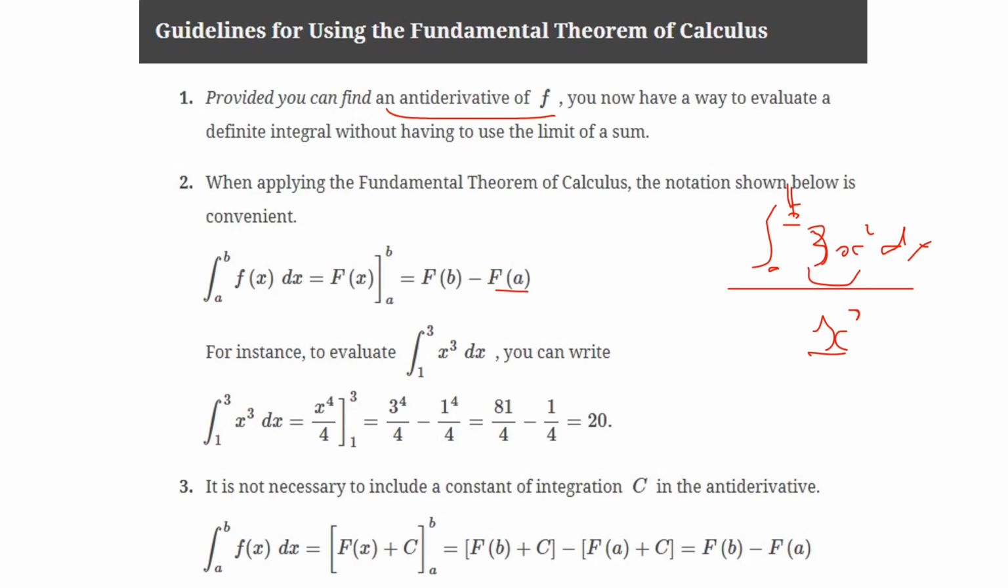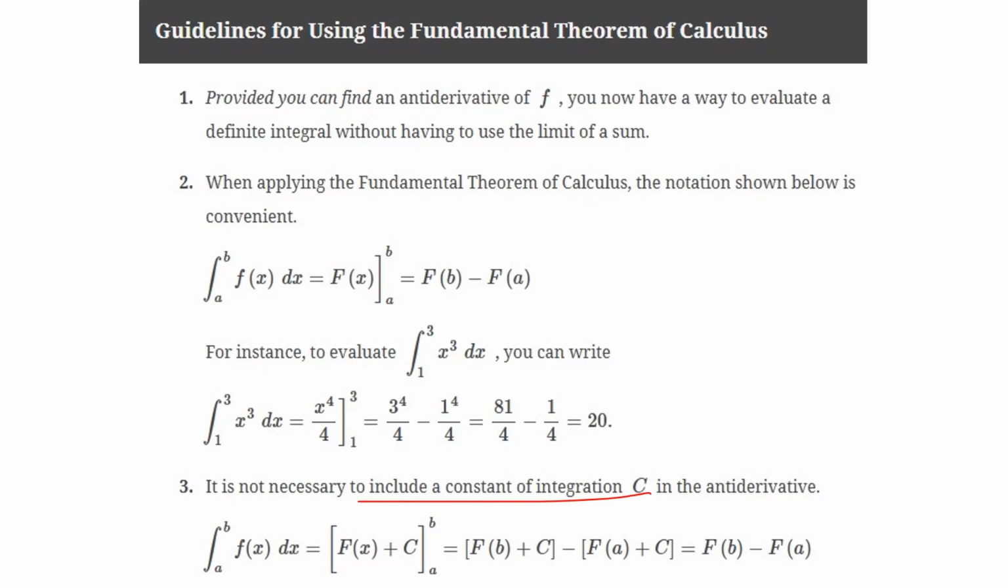When applying the fundamental theorem of calculus, it's not necessary to include a constant c. Why is that? Because it will be removed. We'd have a constant c for F of b and another constant c for F of a, and with a minus here, the two constants will eliminate each other, and we'll just have F of b minus F of a. So when solving the definite integral of f of x from a to b, you don't need to add a constant.